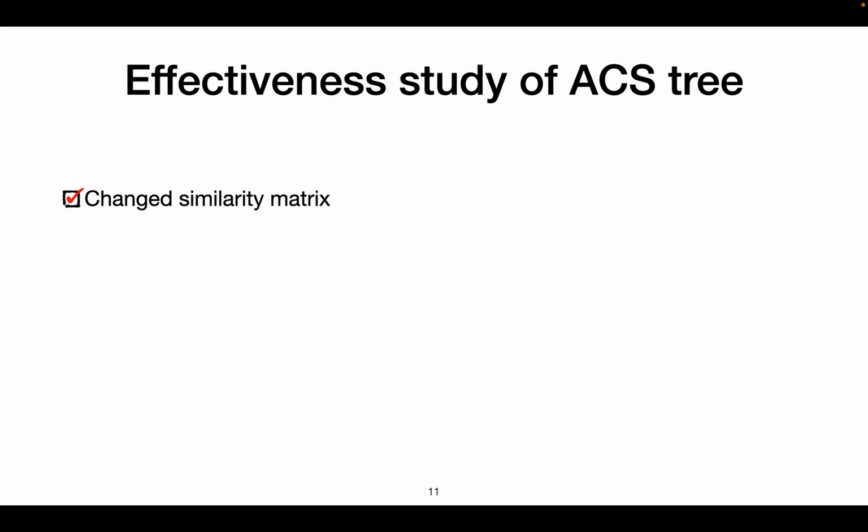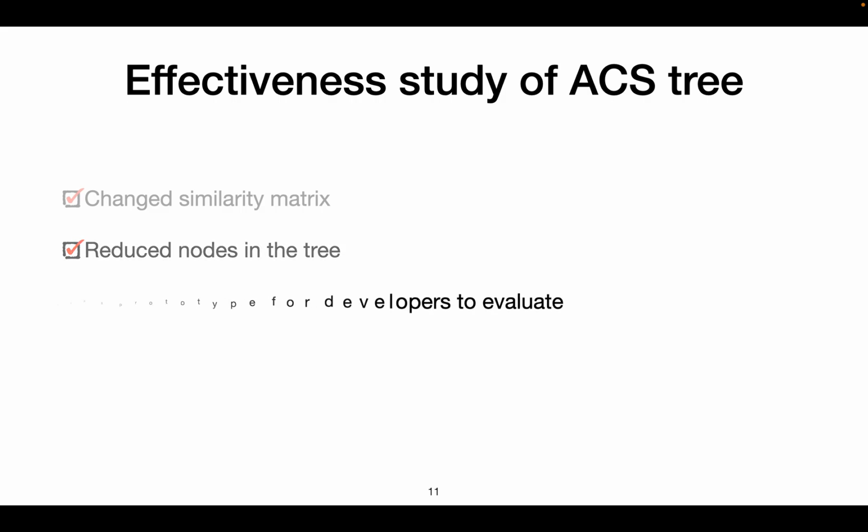So now we measure how effective our ACS tree is compared to a real-time development scenario, in the opinion of experts. We changed the similarity metric, we reduced the nodes in the tree, and we developed a prototype for the developers so that they can check it out themselves and let us know what they think.